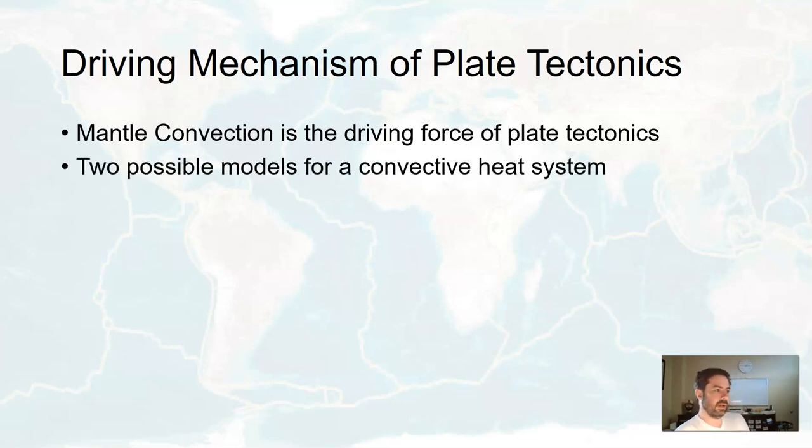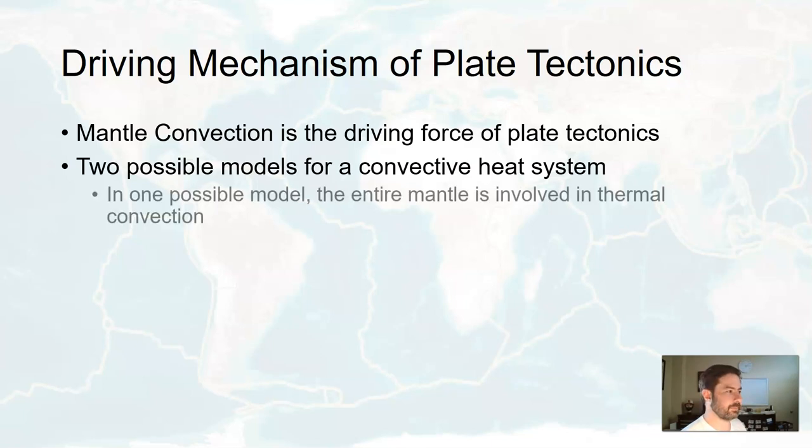There's actually 2 possible models for convective heat. That's convection where the hot stuff rises, cold stuff sinks. So there's a couple of models. In one model, the entire Earth's mantle is involved in thermal convection. I'm kind of more on board with that. As a physicist as well as a geologist, it makes a little bit more sense to me.